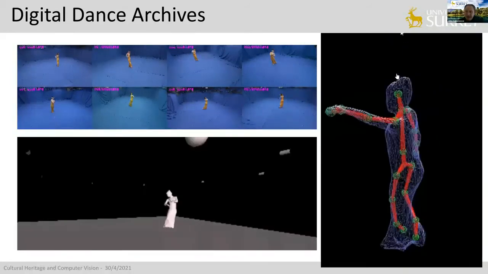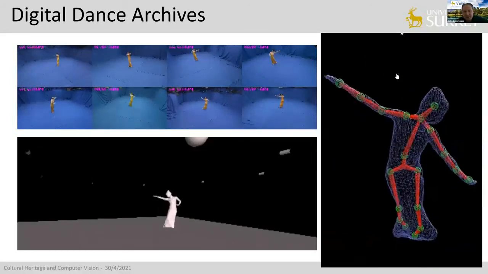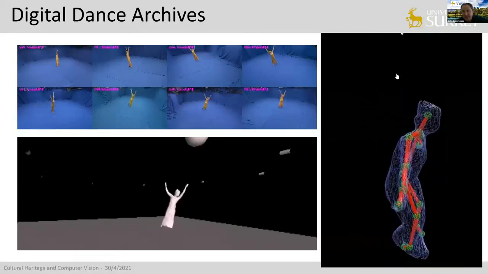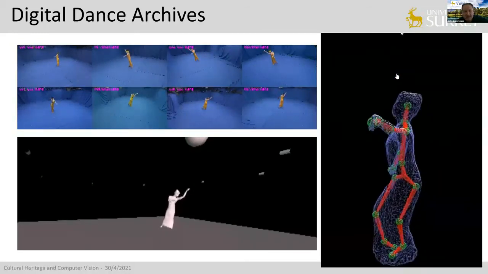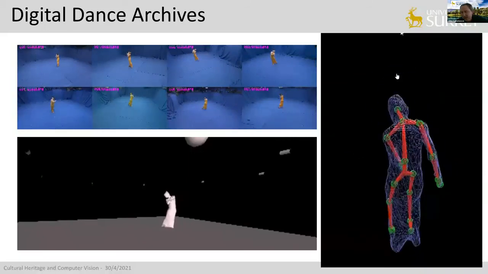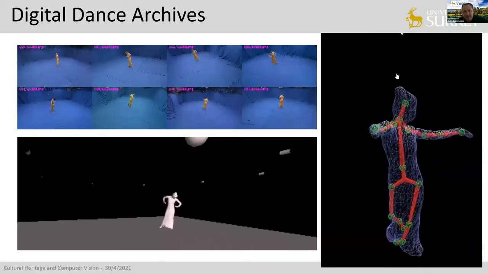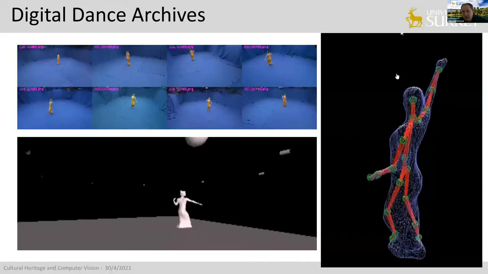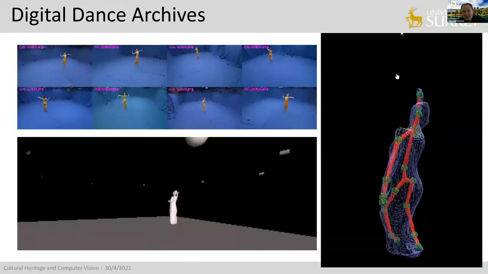Moving on to another aspect of cultural collections we've been looking at. This is some work from an AHRC-funded project called Digital Dance Archives. At the University of Surrey, we have the National Resource Centre for Dance, which is a large collection of videos of old dance performance dating back almost 100 years.